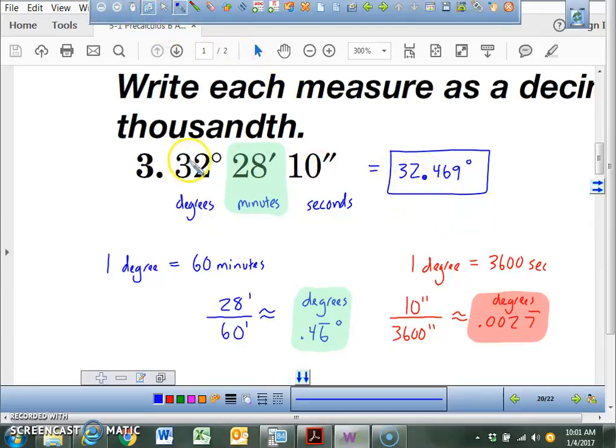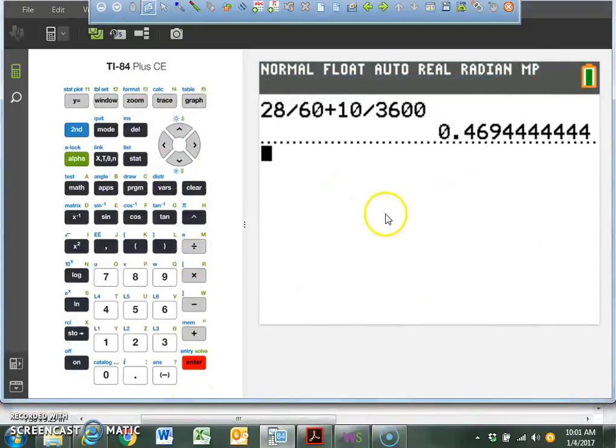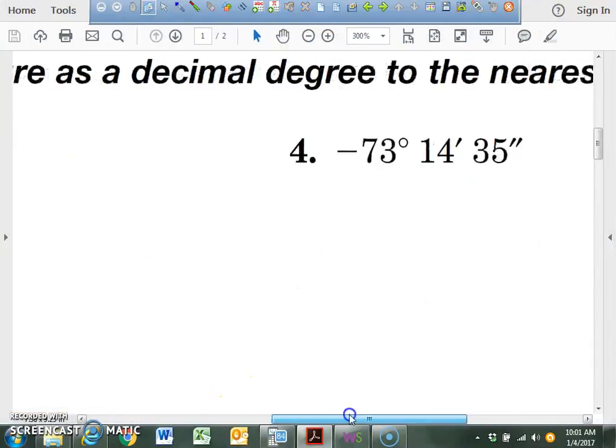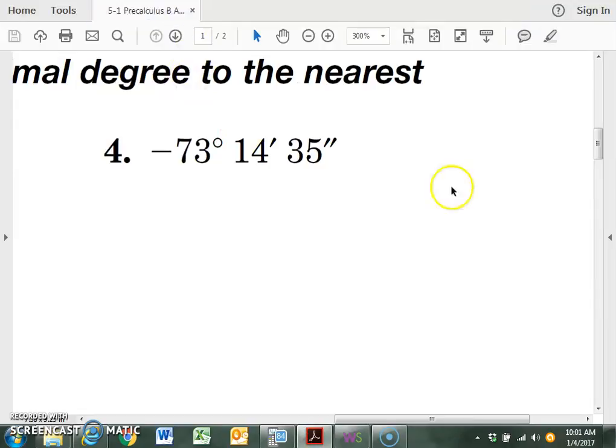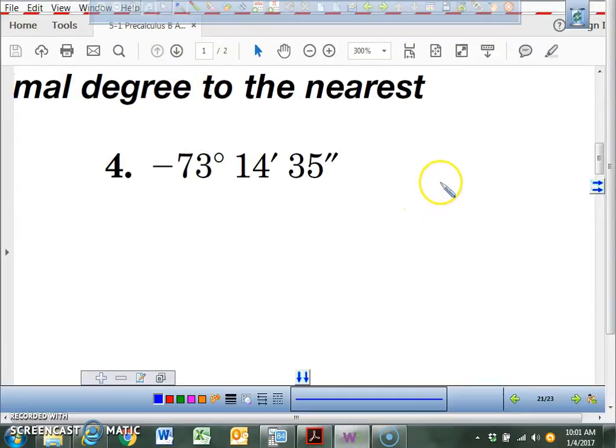Now, students usually are able to do this correctly with the positive, but sometimes the negative confuses them, so we're going to start with the negative. How many whole negative degrees do we know we have already? So we're going to write negative 73 point something. That's the last time you're going to worry about that negative sign. We already know that's the correct amount of degrees.